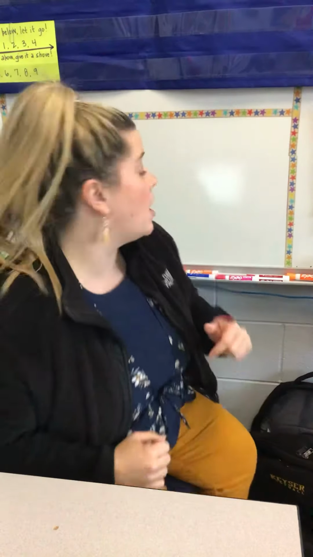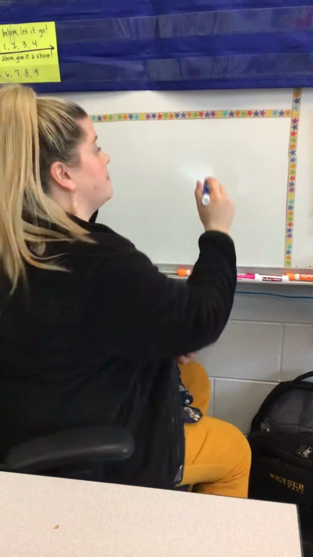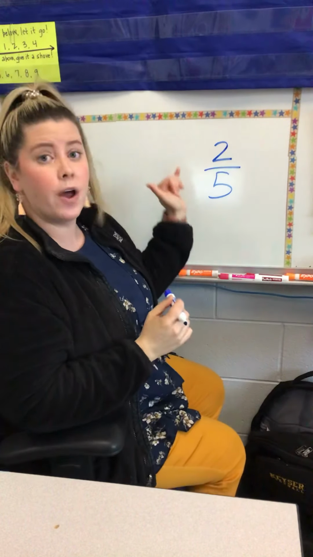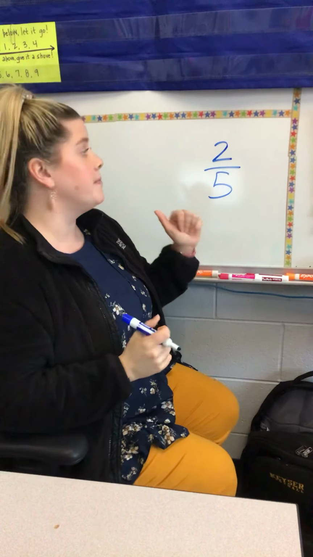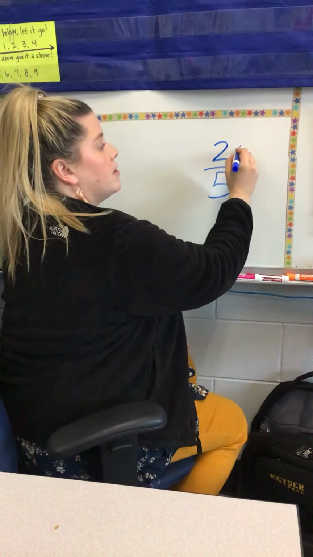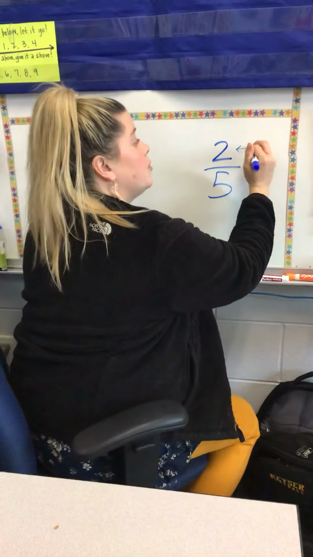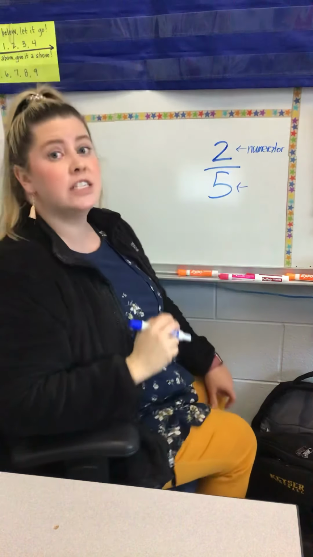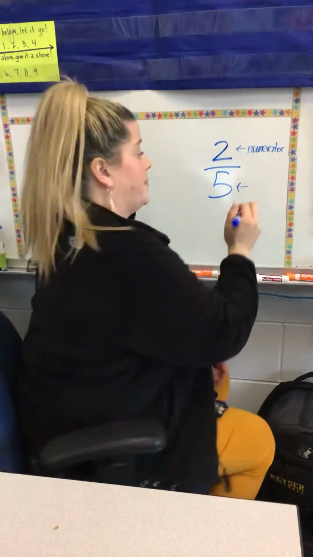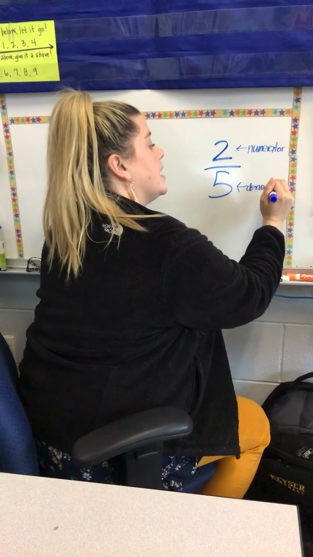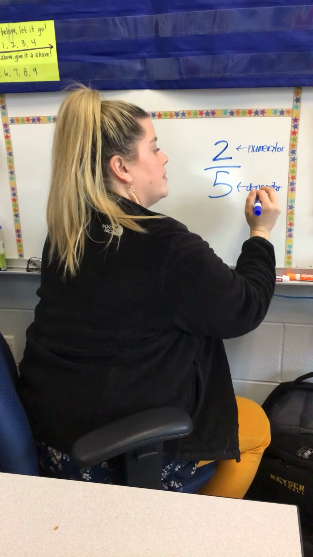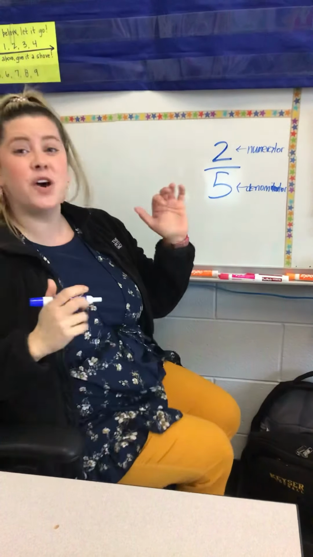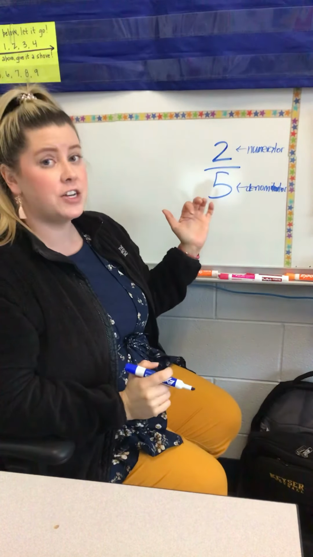So let's first of all talk about what makes up a fraction. Okay, a fraction is two numbers, one on top, a line, and then a number on the bottom. Do you remember what the top number is called? Right, it's the numerator. And if my top number is the numerator, what's my bottom number? Absolutely, the denominator. Whoops, I spelled that wrong. Okay, so a fraction is made up of a numerator and a denominator.